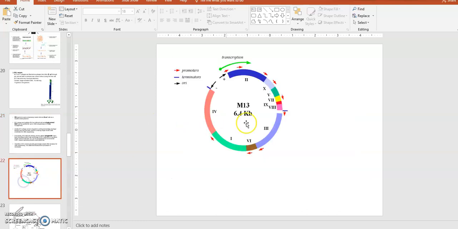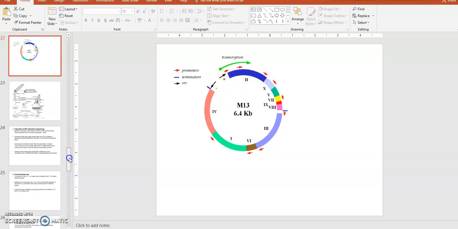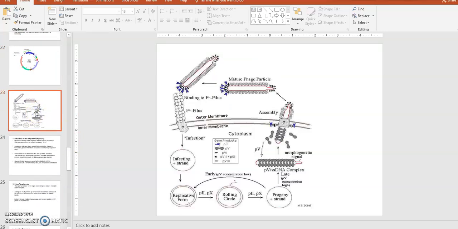So M13 looks like that. It's got a 6.4 kilobase pair size, and the promoter element is located there, and the terminator is in some other area, and you can probably clone your gene somewhere in between. And this is probably the life cycle of M13.